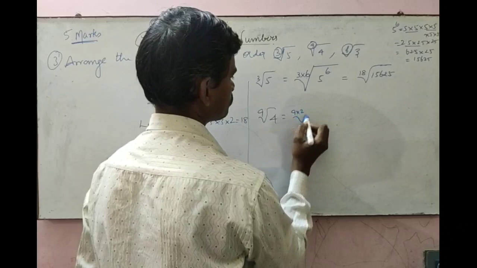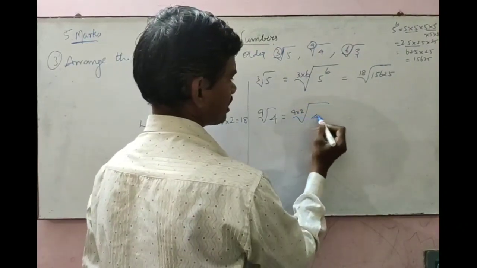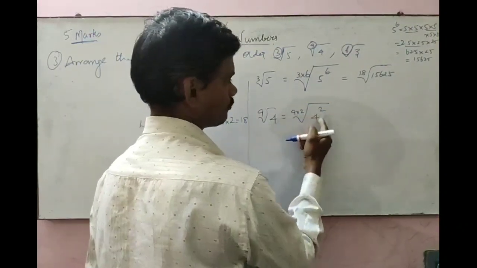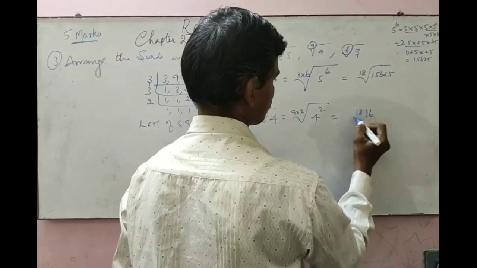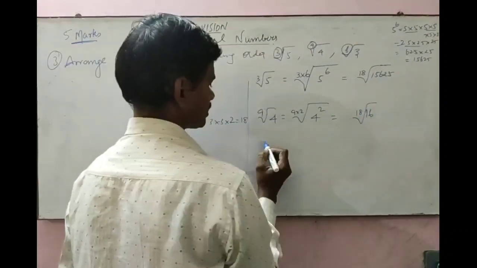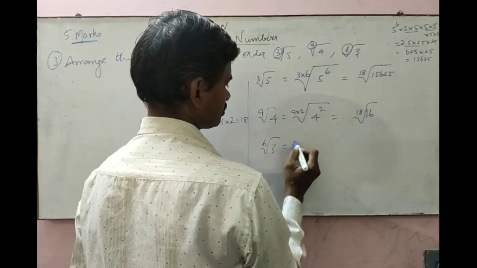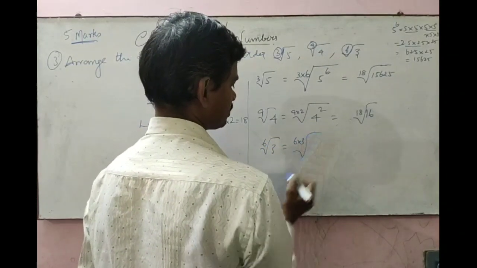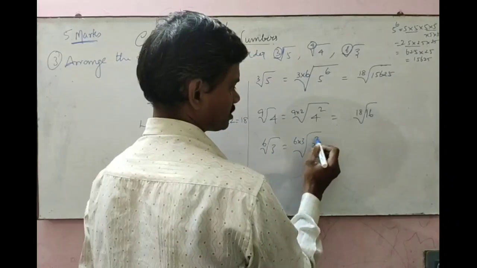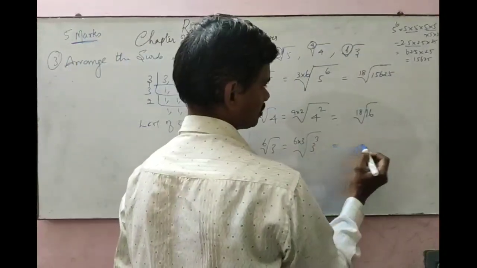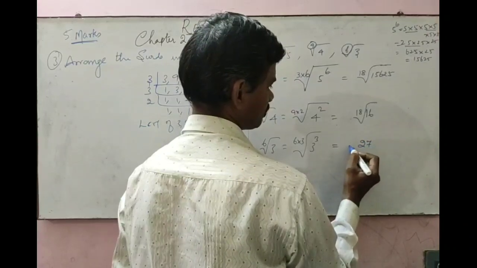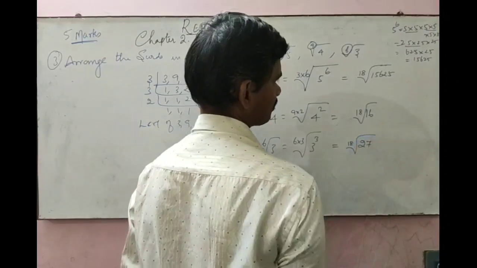Like that, 9th root of 4. 9 into 2 gives 18. So to adjust this, I am going to take 4 to the power 2. The answer for 4 power 2 is 16. So 18th root of 16. The next one, 6th root of 3. 6 into 3 gives 18. So to adjust this, I am going to take 3 to the power 3. 3 power 3 gives 27, so 18th root of 27.